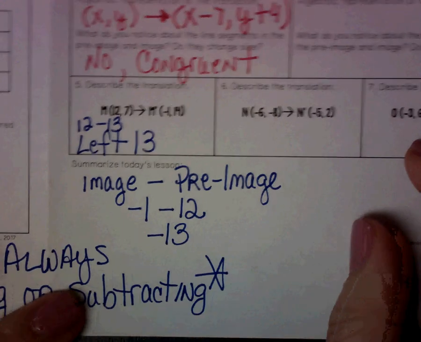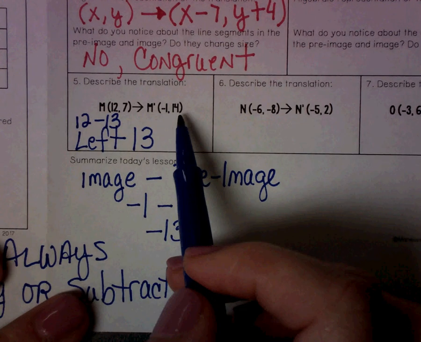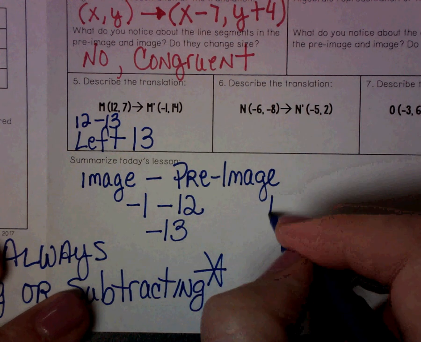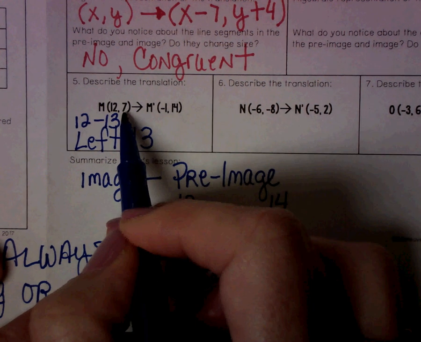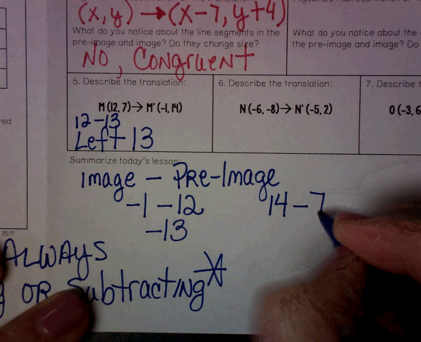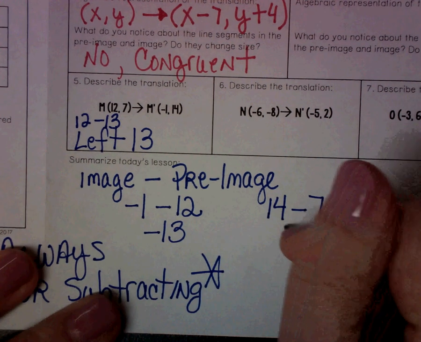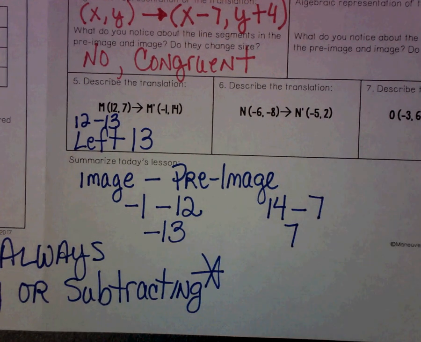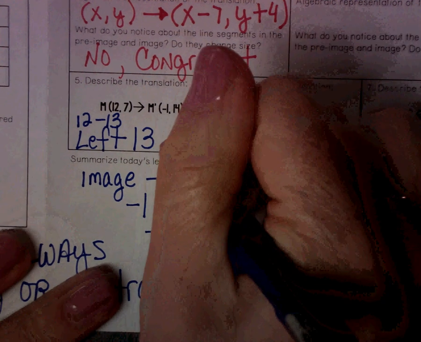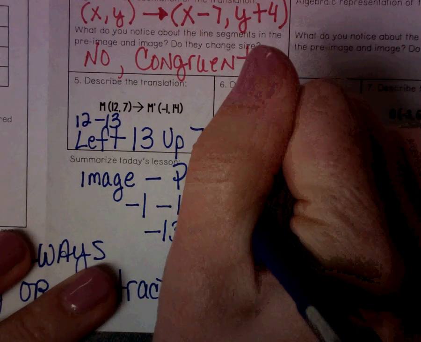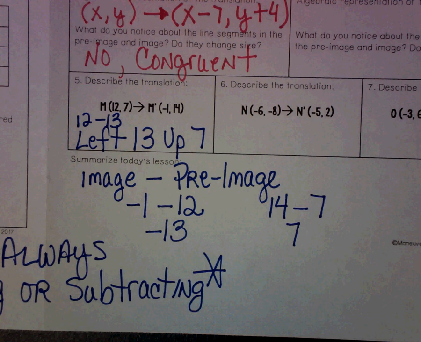Okay. Let's see if that works for the next one. So we've got our image, which is 14, minus 7, the pre-image. Well, 14 minus 7 is +7. So that means we are moving up 7. Okay, and then hopefully we could look at that and write our algebraic rule from there, and we'll practice that a little bit together.